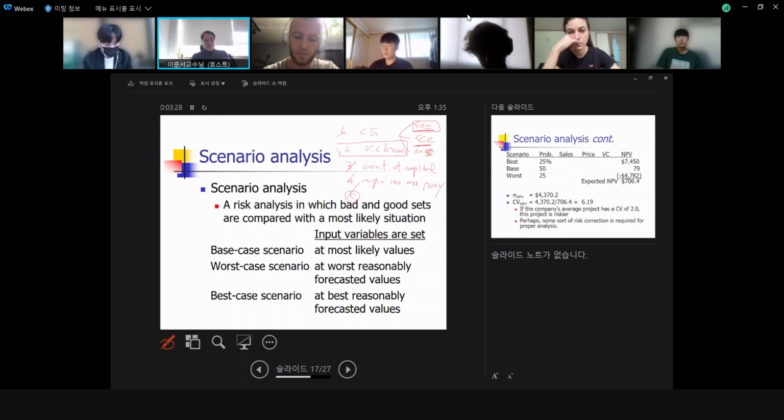So scenario analysis is a risk analysis in which bad and good sets of values are compared with the most likely situation. The most likely situation is the base case scenario. When we use the original assumption of the value of each variable, that's the base case scenario. So input variables are set at most likely values. We already figured out 78 point some dollars, $82 something like that, for project S, right?